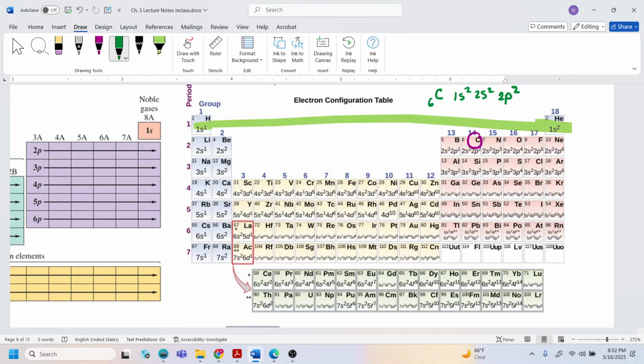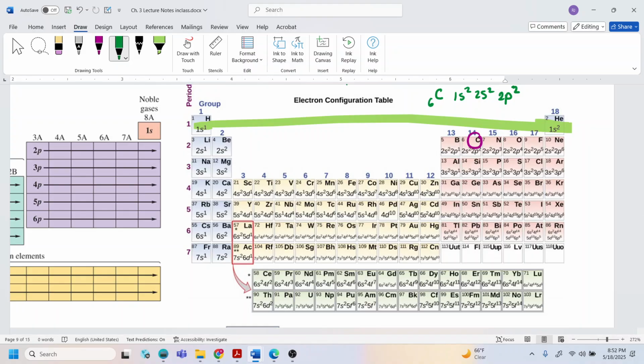So let's go ahead and read it. It's 1s2. So this is the 1s, this is the 1s2. It's going to be 2s2 and 2p2. Because this is the p block and carbon ends in here, it's going to be 2p2. So carbon ends in 2s2 and 2p2. This is the electronic configuration.